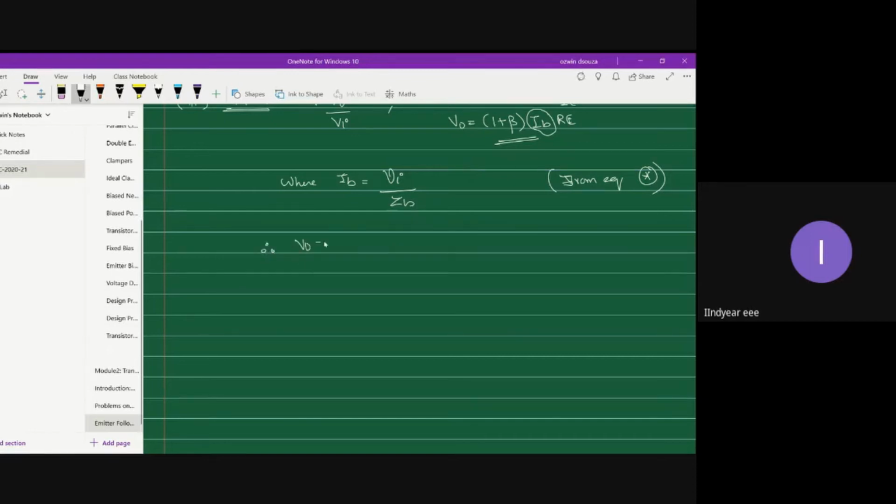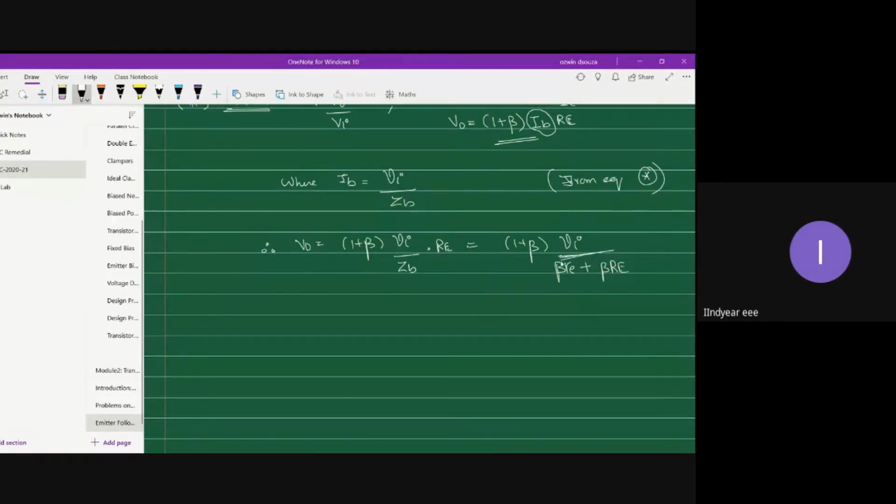Therefore, V0 is equal to 1 plus beta into IB, right? In place of IB, we have VI divided by ZB, into capital RE, which is equal to 1 plus beta into VI divided by ZB. What is ZB? ZB is beta re plus 1 plus beta times capital RE. For simplicity, I will write 1 plus beta as beta itself, times RE.